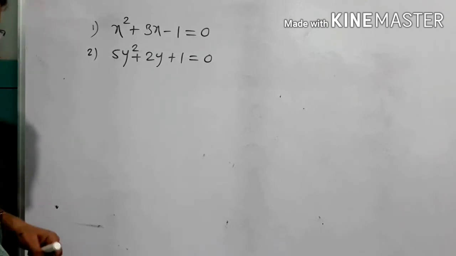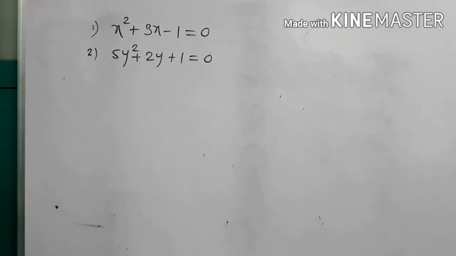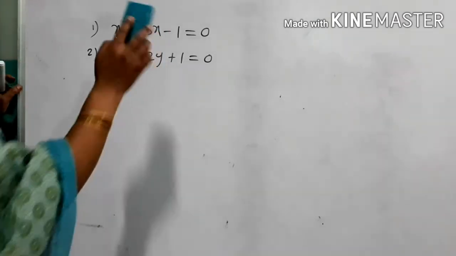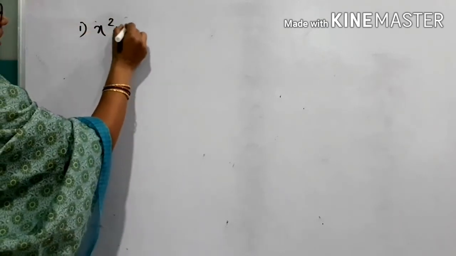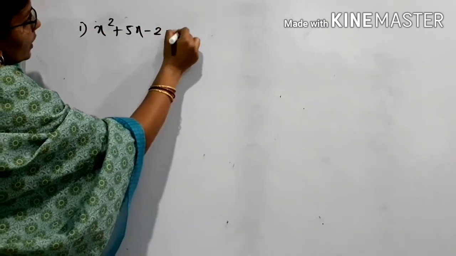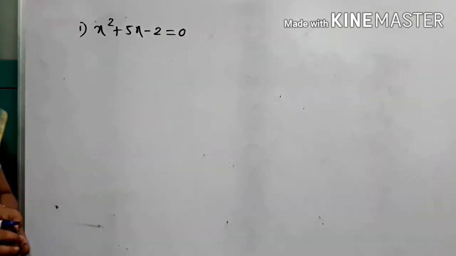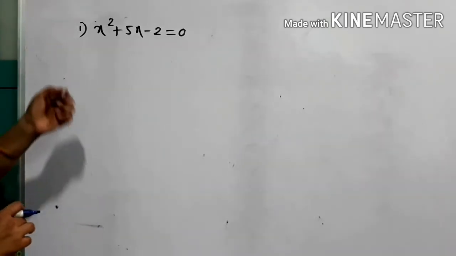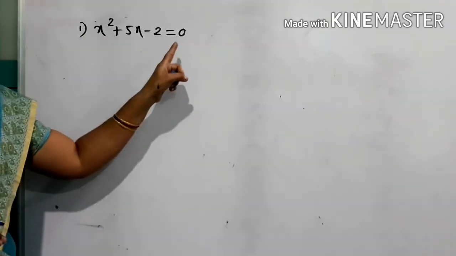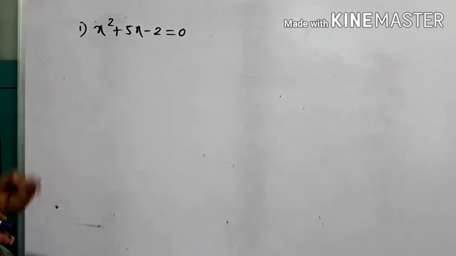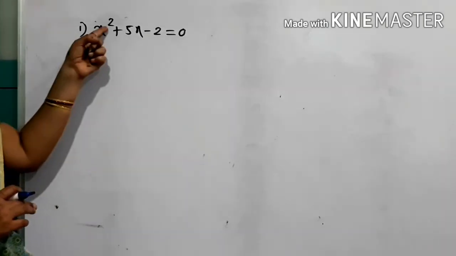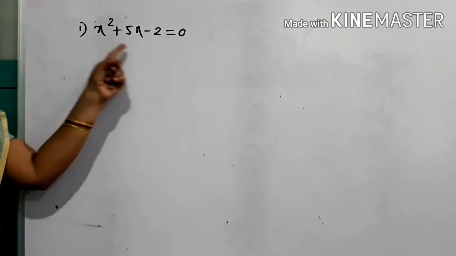Then question number two. Decide which of the following are quadratic equations. First example is given, that is x square plus 5x minus 2 equal to 0. Decide whether this given example is a quadratic equation or not. In this example, there is only one variable x, and the maximum index of this equation is 2. Therefore, it is a quadratic equation.